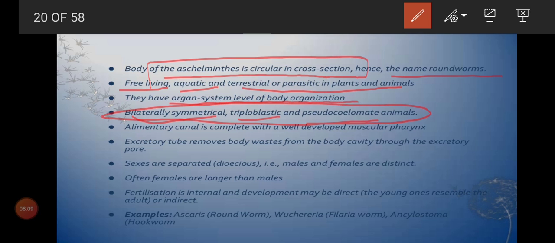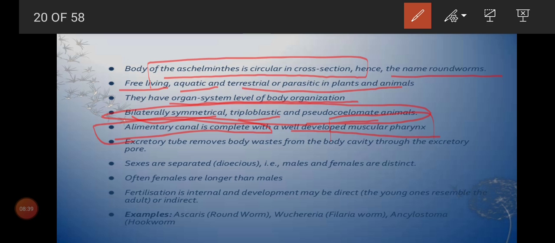Porifera, Coelenterata and Ctenophora, these three are diploblastic. The remaining, from Platyhelminthes, aschelminthes and other groups, we can see are triploblastic. And the alimentary canal is complete. What do you mean by alimentary canal is complete? We can see both mouth and anus. So that's why we can call it complete, with a well developed muscular pharynx.